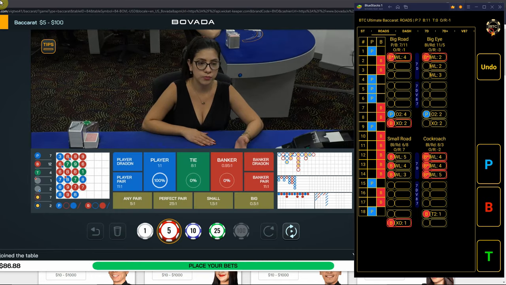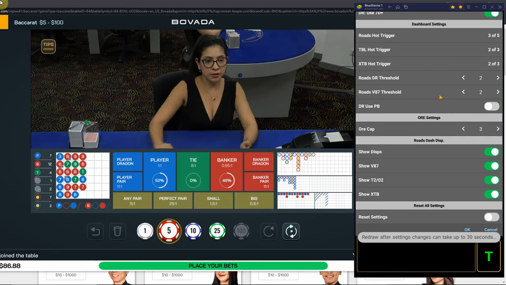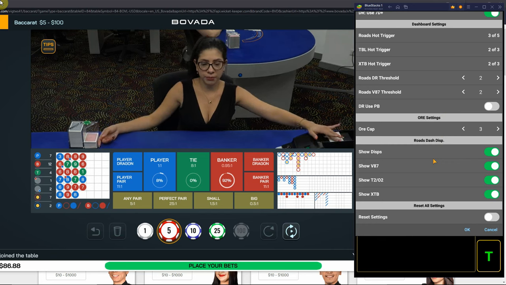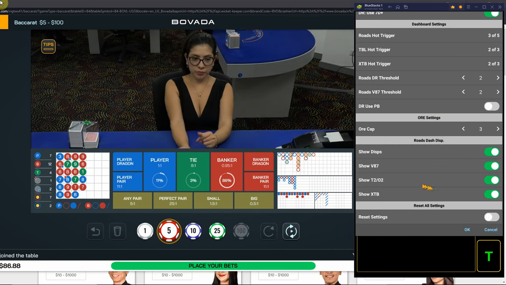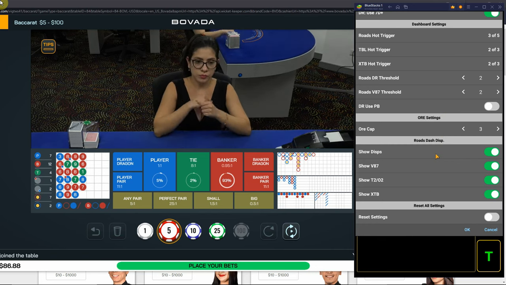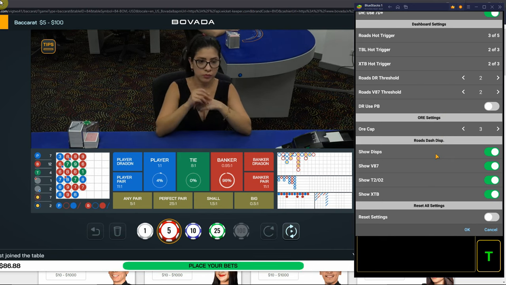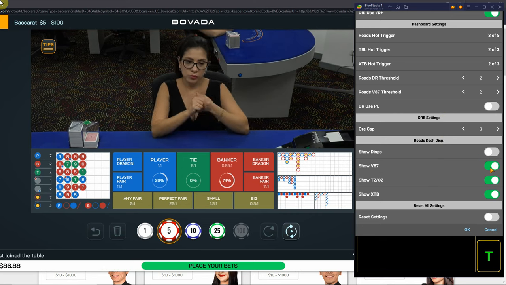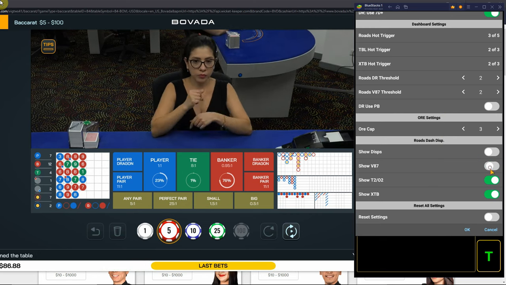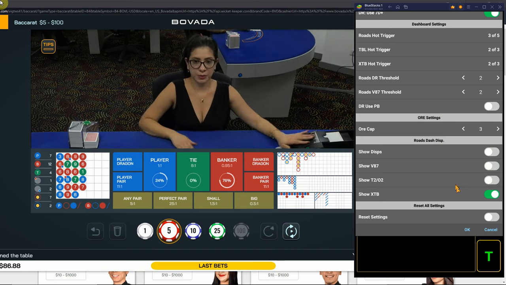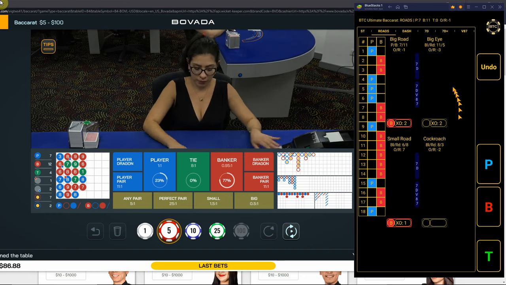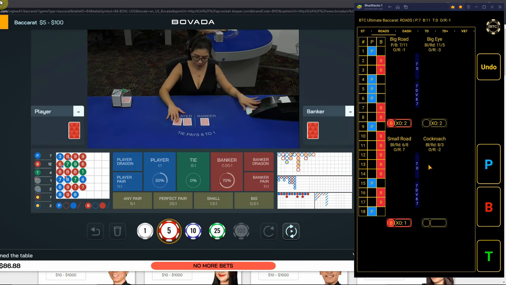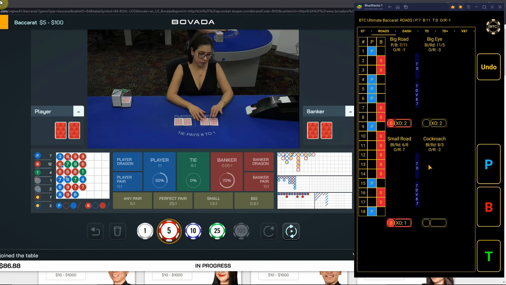Okay, and the first thing I'm going to show you is in the next release, I've added some settings that if you're just wanting to play one or more of the disparities or statistics, you can kind of clean your screen up by turning it on and off. So since we're going to be using XTB, I'll just bring up the XTB only statistic here.